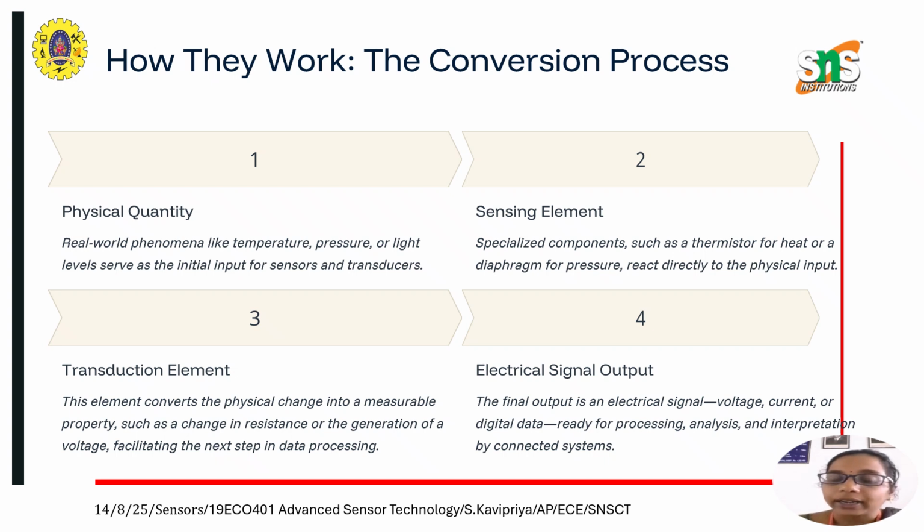Later, these electrical signals are given as an input to the processing unit. In between, it has A to D converters, an amplifier, signal conditioning units, filters, etc. So the output of the transduction element is given as an input to the processing unit.